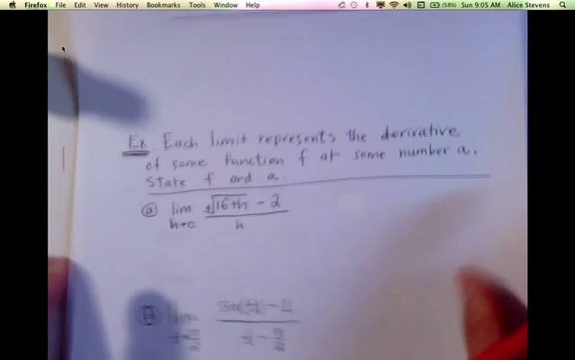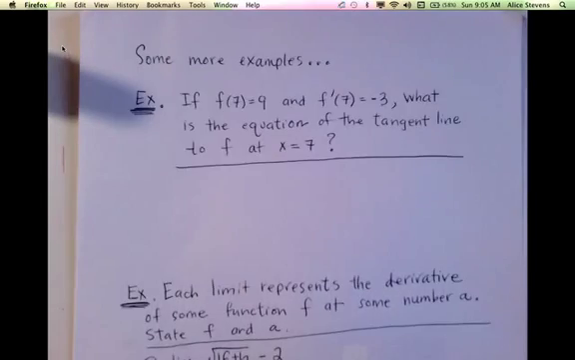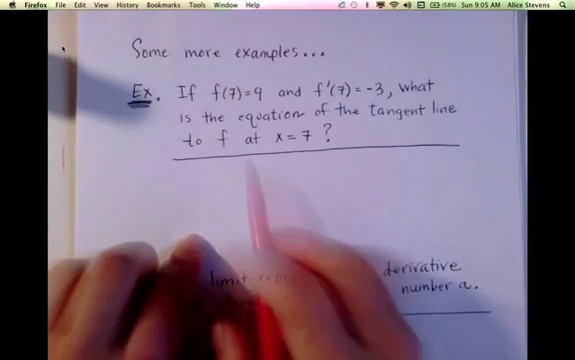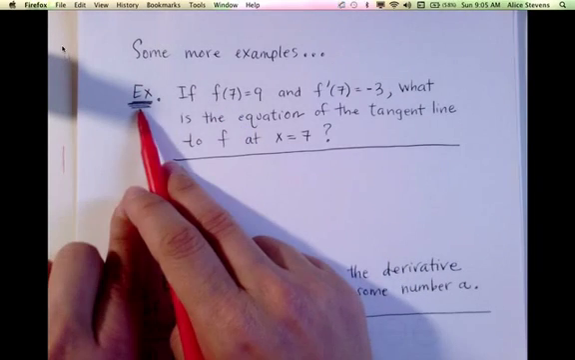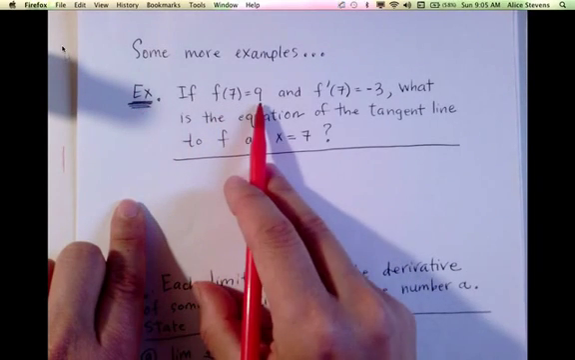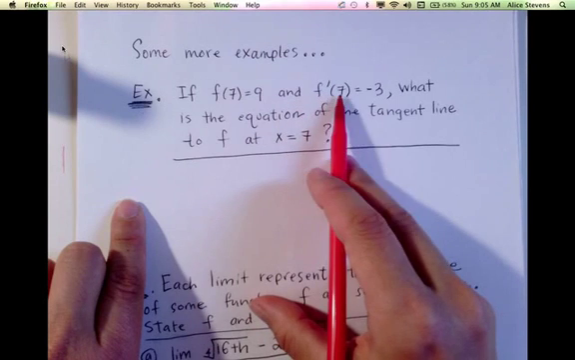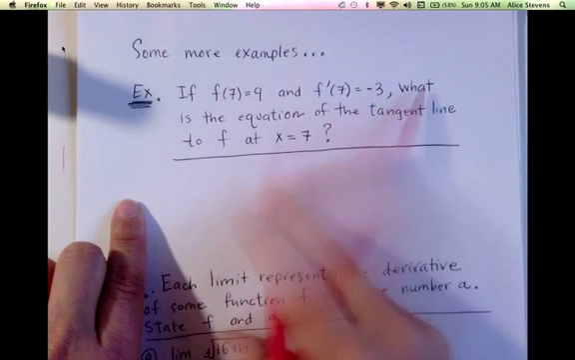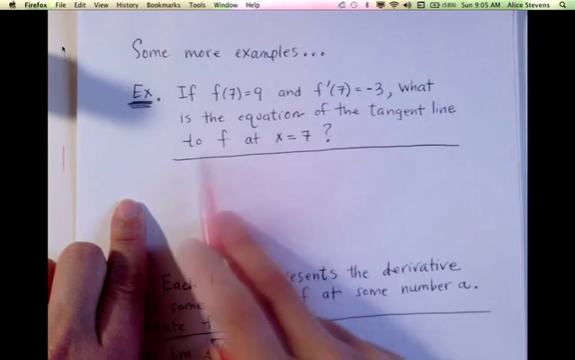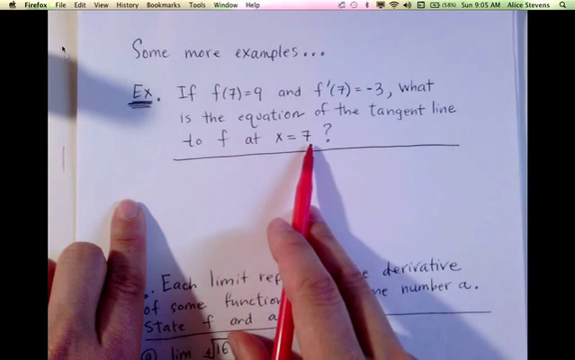Okay, there's one last thing I want to talk about. These are just some more quick examples that might help with the homework. So here I have an example. If f of 7 is equal to 9 and f prime of 7 is equal to negative 3, what is the equation of the tangent line to f at x equals 7?